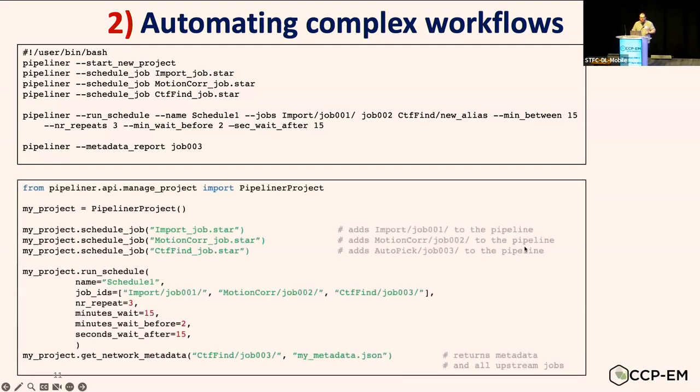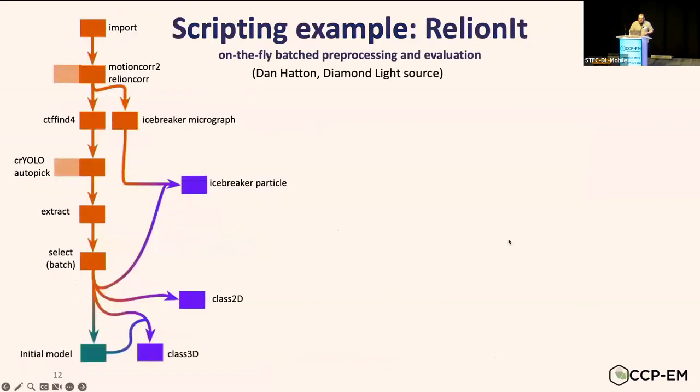And here's the same thing scripted in Python. It's not very much code for a lot of functionality. I have two examples of more complex things. We're encouraging people to use the pipeliner to build their own applications. So the first is Relion It.